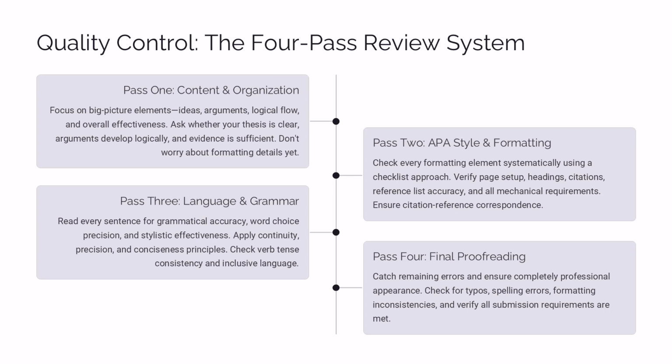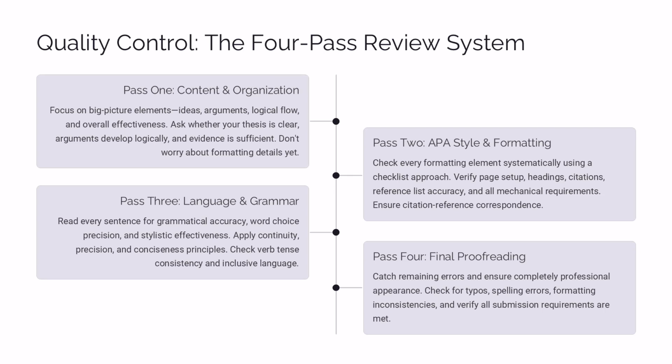This auditory review helps identify awkward phrasing, unclear sentences, and places where the flow could be improved. Pass 4 provides final proofreading and polish, catching any remaining errors and ensuring that your paper presents a completely professional appearance. During this pass, read slowly and carefully, focusing on details that previous passes might have missed.